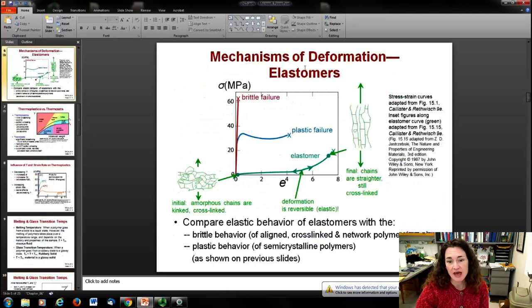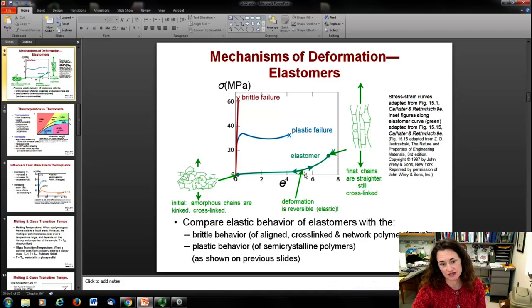Now, if you have an elastomer, then the stress strain curve looks very, very different. For your brittle failure, remember you have your cross-linked polymers or your network polymers. For plastic failure, you have your semi-crystalline polymers. Elastomers, however, are these amorphous chains that have a lot of curving around on themselves. They could be kinked or cross-linked.